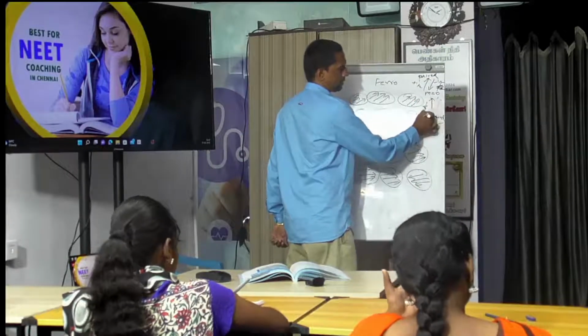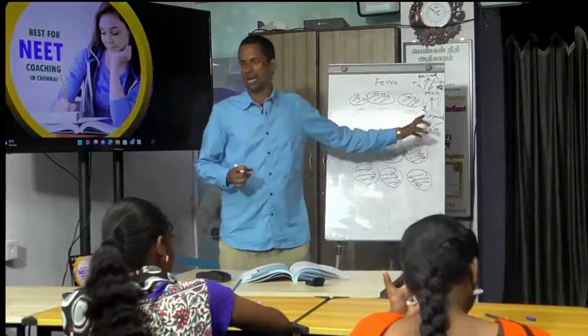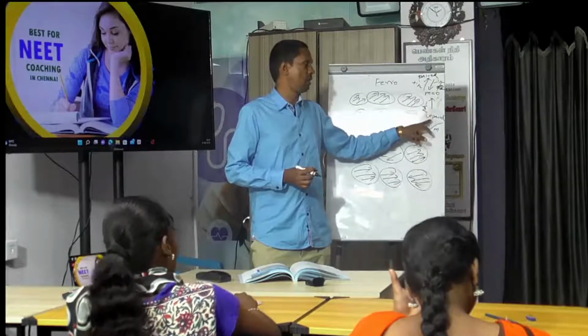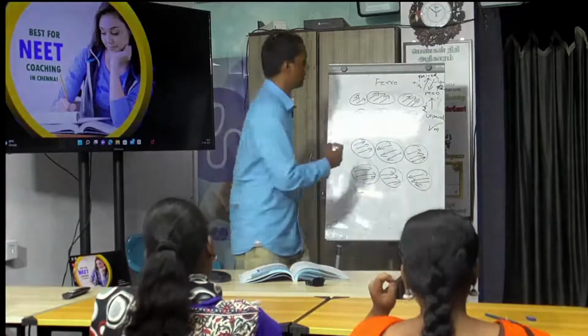Here it is an unpaired electron. Only one electron will be there. Unpaired means only one electron will be there. So it will have a value. So it constitutes some magnetism.